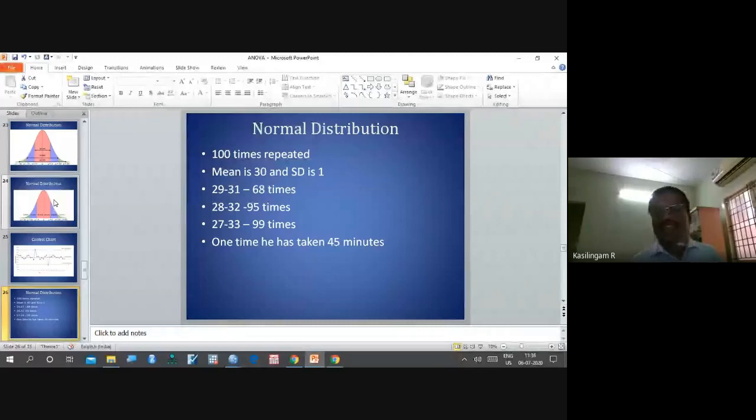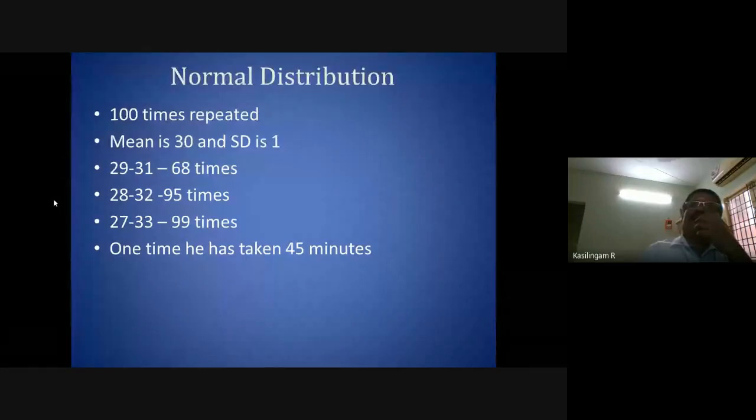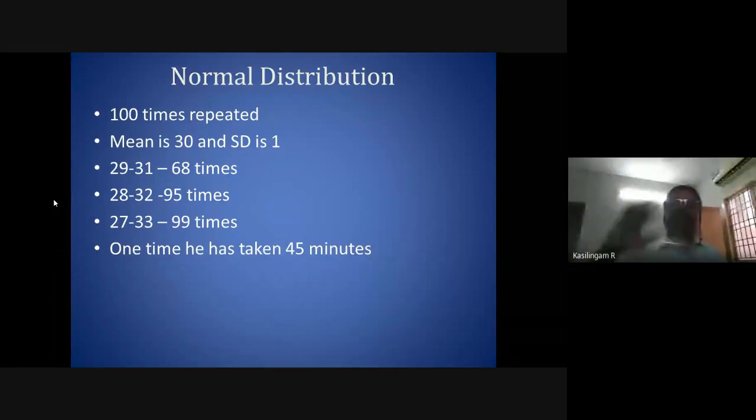Let us assume that he is taking 30 minutes, half an hour. After 1 hour, again I am asking him to walk, sir. How much time will he take? He may take 30 minutes or he may take 29 minutes also. After 1 hour or the next day, I ask him to walk. He may take 28 minutes. Sometimes he may take 31 minutes or 32 minutes like that.